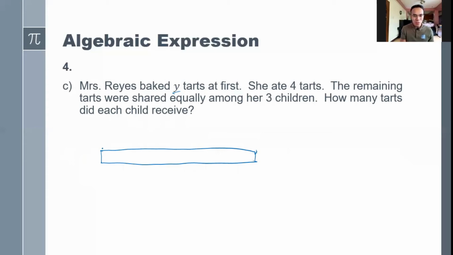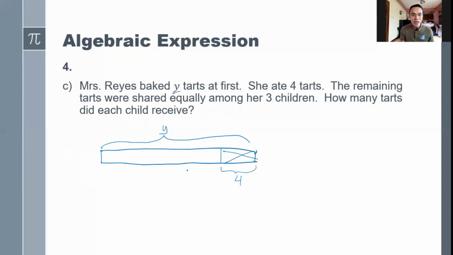So this is Y. She ate 4 tarts. It means we have to remove 4 from this bar. How long is 4? Just estimate. It's up to you. So this can be 4 units. So this should be removed. Okay? So this is 4. The remaining, this is the remaining.